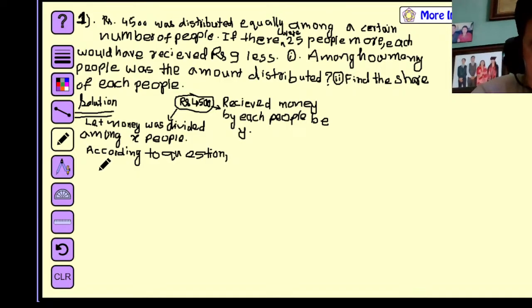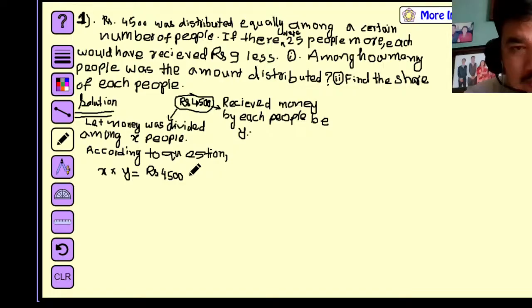As we know, the number of people we have supposed is X, and the money received by each is Y. When we multiply them, we get the total money, which is given there as 4,500. So this is our first equation, X times Y equals 4,500. Draw a dotted line here; this is our first equation according to the question.